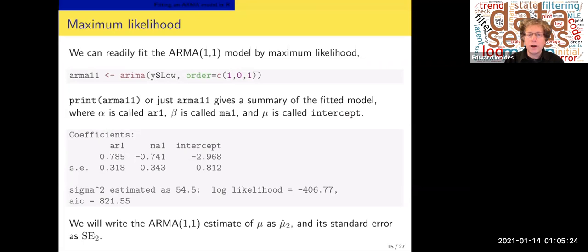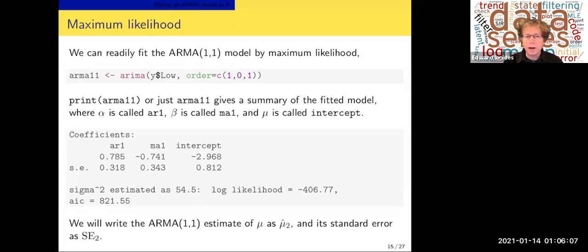So arma11 gets arima, the data y low, and the order is c(1,0,1). The extra 0 is because in general it's an ARIMA. I is for integrated, we'll see that later, but it's got no integration, so it's just ARMA. Then if we want to look at what we've got out, we type print(arma11) or just arma11 in R to give a summary of the fitted model. And alpha is called ar1, beta is called ma1, mu is called intercept, in the context of the model we just wrote before.